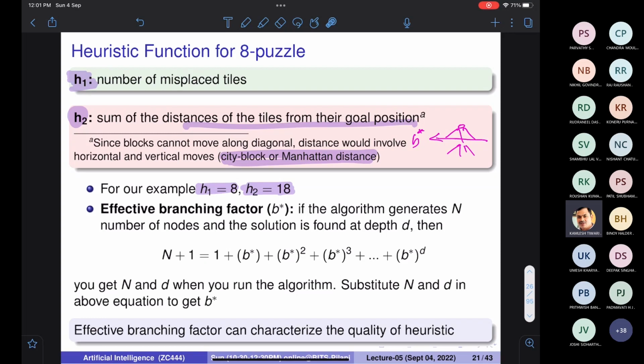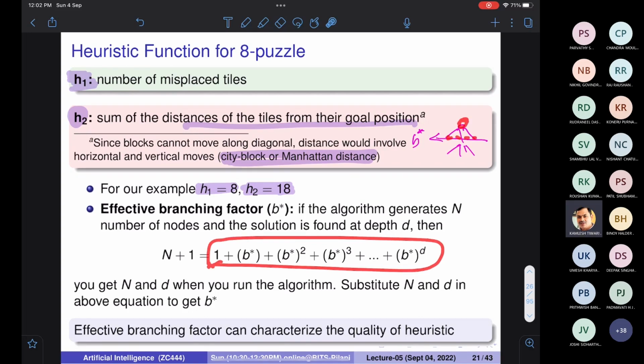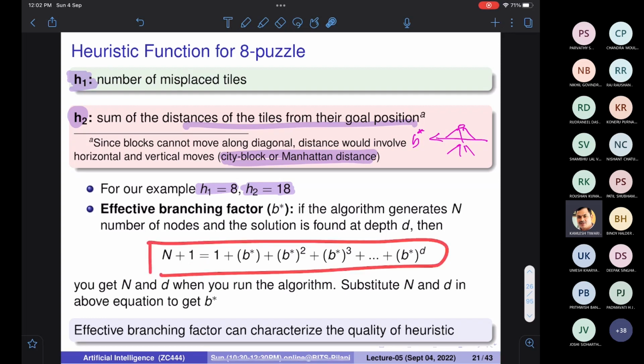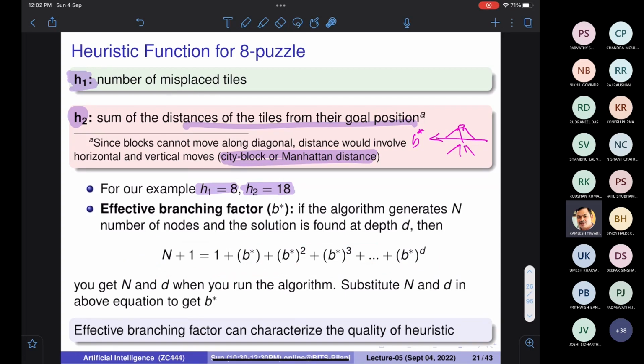Now, if the branching factor is B asterisk and the solution is at the depth D, then how many nodes am I going to explore? This many nodes I can explore. Everybody is okay with that, because at level one, one node is there. Next, the B asterisk would be there. Everyone is going to give me B asterisk more. So B asterisk square nodes would be there in the next level, B asterisk cube, then B asterisk to the power D. This is the total number of nodes that I'm going to explore. So if I know somehow the value of N, then I can find out by solving, interpolating, using mathematical tools, the value of B asterisk. Yes or no?